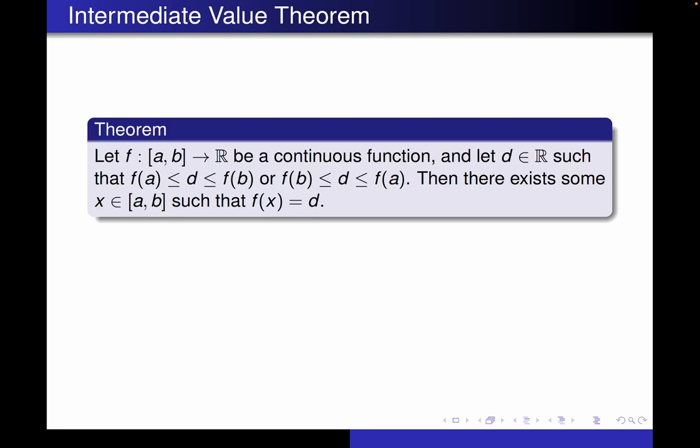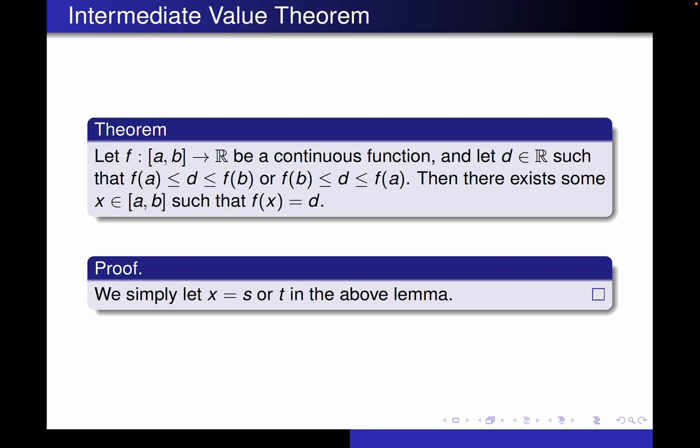So now we get our theorem, which is: let f be a function whose domain is a closed interval, and let d be a real number that is in between f of a and f of b in either direction. Then there exists some x in the domain such that f of x is equal to d. And our proof at this point is very short. We simply let x equal s, or x equals t in the lemma we just proved.